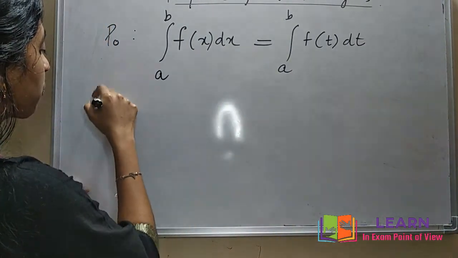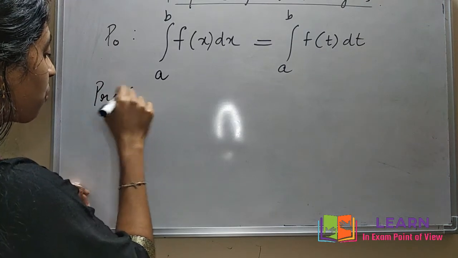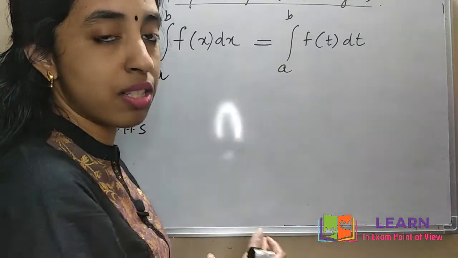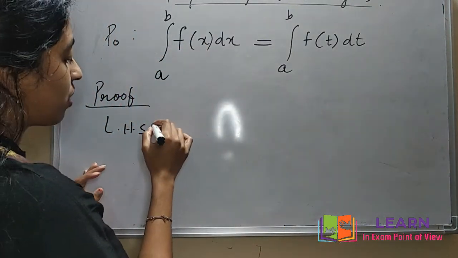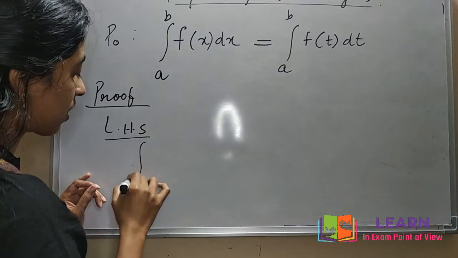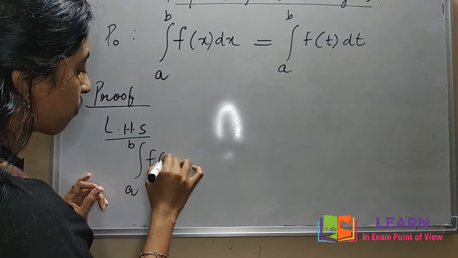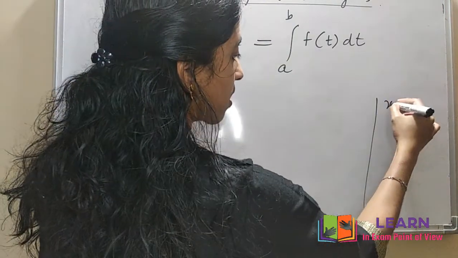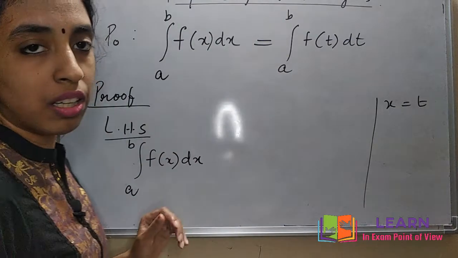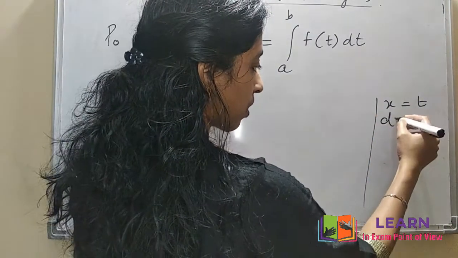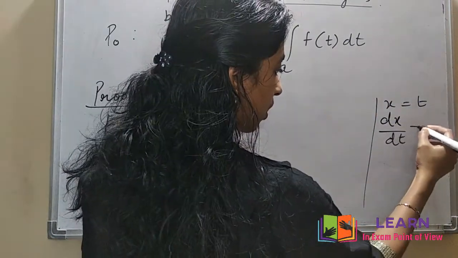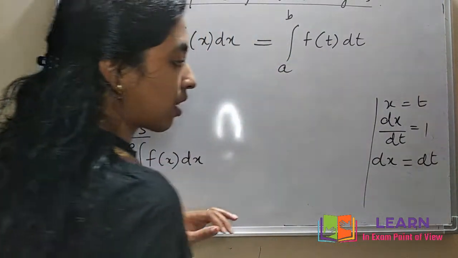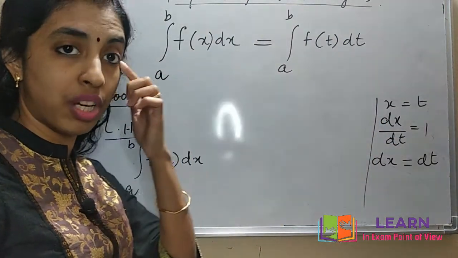So how is the proof? You can start from LHS and we will prove it is the same as RHS. LHS we have integral a to b f of x dx. Here we are substituting x equal to t. Then differentiating, we will get 1, that is dx is equal to dt. So this substitution method we are using here.